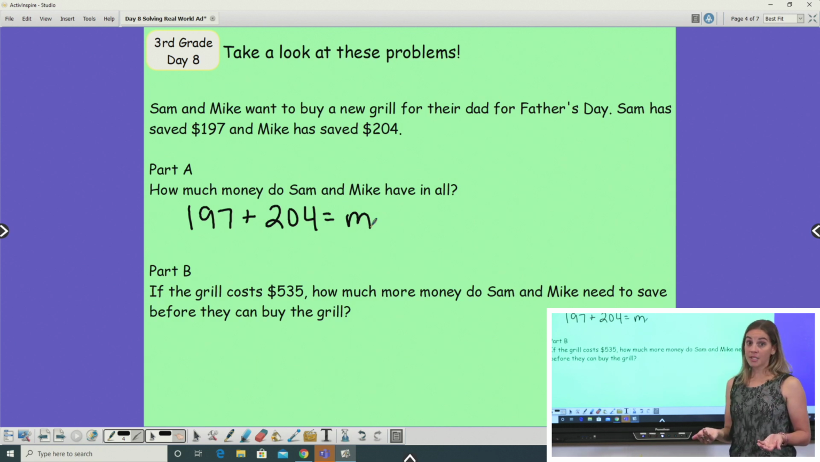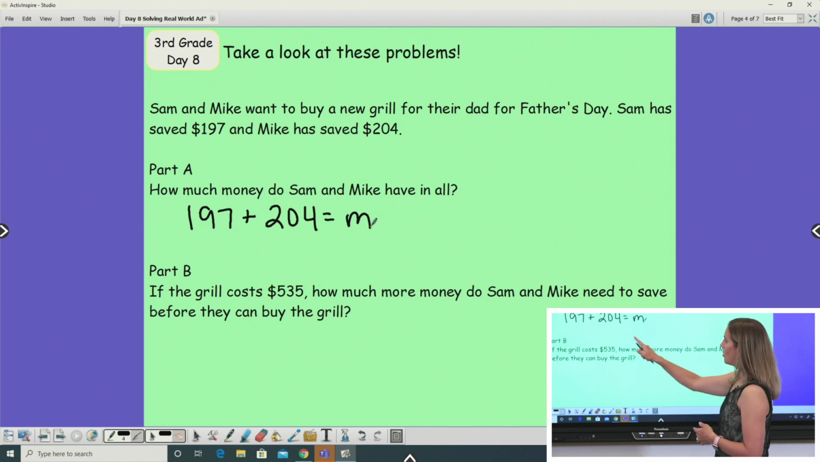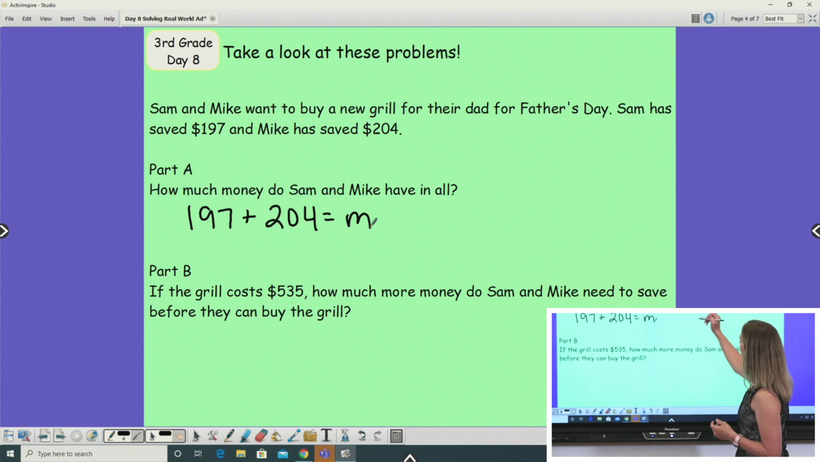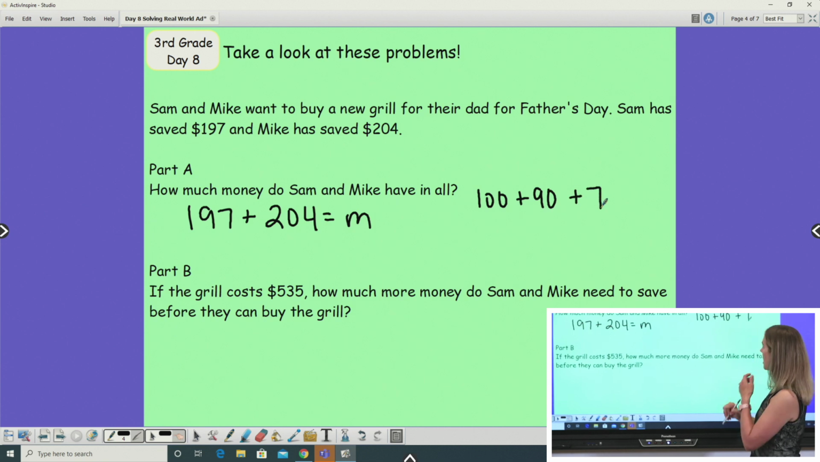Now, we got to add those together to find our answer so we can go on to part B. Okay? So let's see. I'm going to take those numbers and split them into place values. So I'm going to take 197 and break it apart. Let's see. I'm going to do 100 plus 90 plus 7.